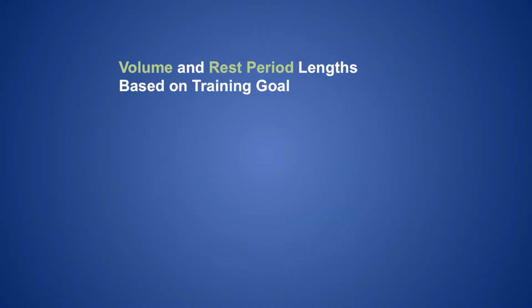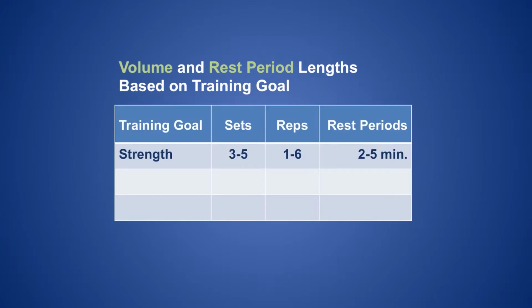Now let's back up for a minute and go over the various protocols for training goals. The number of sets and reps you do to failure, along with the rest period lengths, dictate your cellular adaptations. Rest periods are the intermittent breaks you take between sets. It could be 30 seconds or 2 minutes. If strength is your primary goal, then you want to train between 3 to 5 sets per exercise, 1 to 6 reps with 2 to 5 minute rest periods.